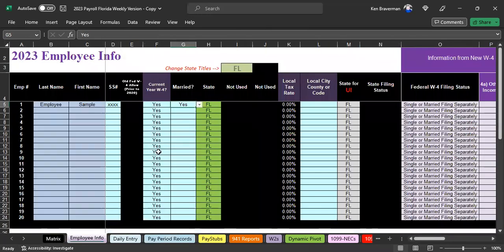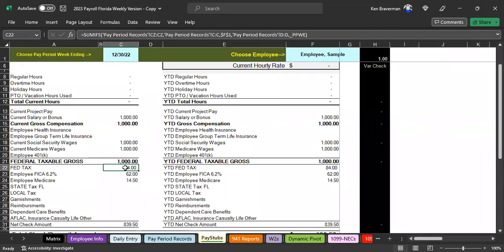But anyway, that's the quick overview about payroll cycles and how they're incorporated in this file, and why there's a different amount of federal withholding that will appear depending on what payroll cycle you're using for the employee, because it's related to how many pay periods in the year. That's how much tax they've got to pay.